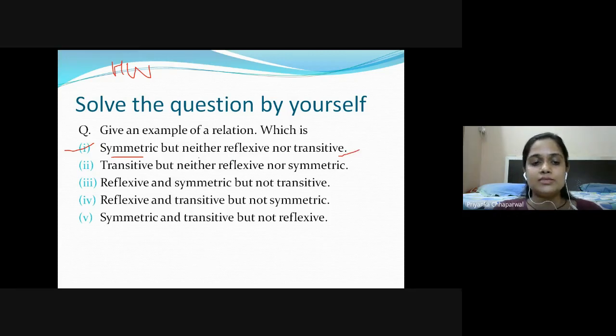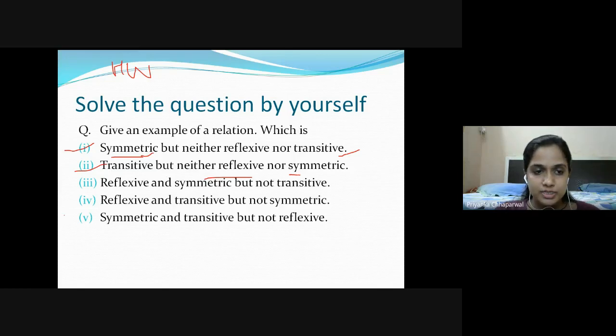Yes, in the second question, what should you do? In this question, you just take a relation. It does not have to be the same relation; you can take any set and any relation, but the condition is that in the first question, whatever relation you take, it is symmetric but neither reflexive nor transitive. The second example is a separate question, not part of this. In this question, the relation should be transitive but neither reflexive nor symmetric.